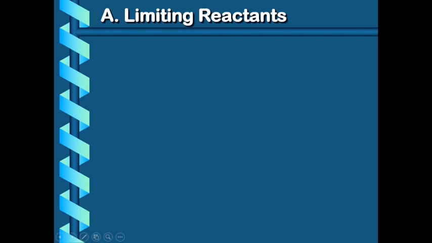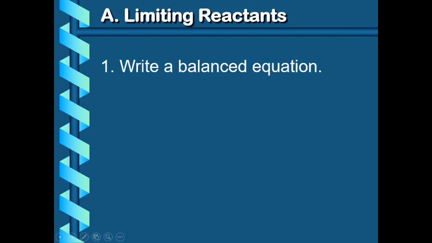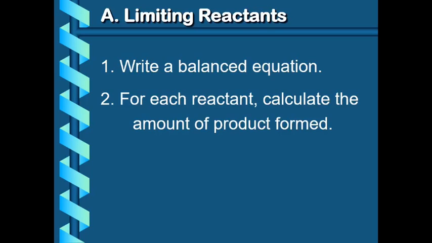So for the limiting reactant, step number 1, you must write a balanced equation. So you've got to find out what those coefficients are. Step 2, for each reactant, you will calculate the amount of product formed. Let me just add a little side note in here. You can calculate, doing your stoichiometry for each of your reactants through the mole ratio step.